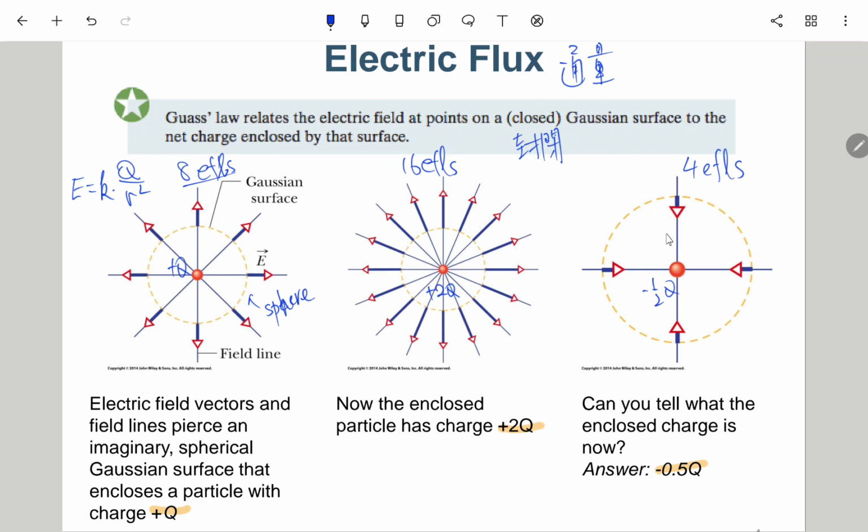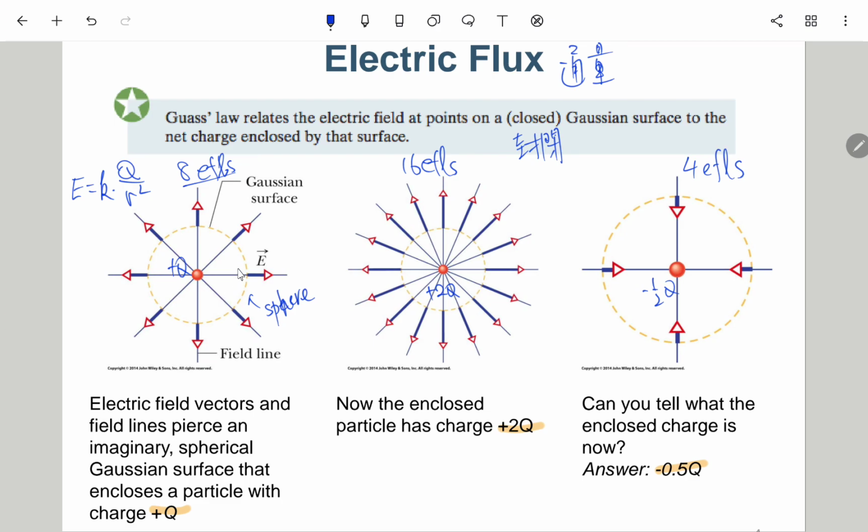And one difference is that as these two charges are positive, the E field lines will be going outward. In this case, this charge is negative, so the E field lines will be pointing inward.